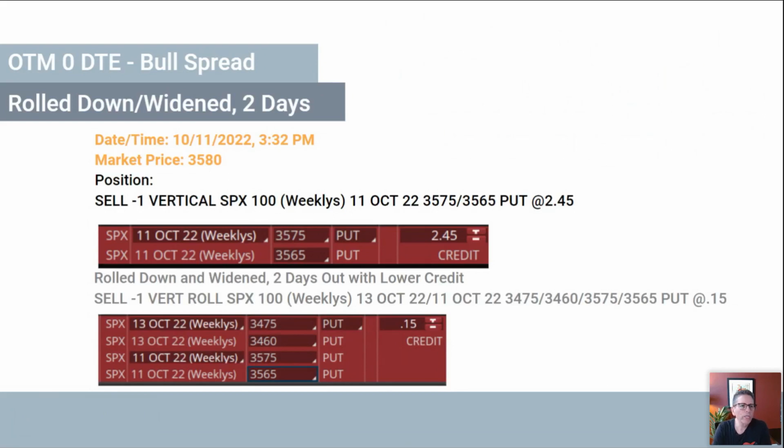All right. So this one here is a bull spread, rolled down, widened 2 days. And let's see here. We got 15 cents, and we rolled it down. 245, 275. Okay, so yeah, it's widened, and it gives you a 15 cent credit there.